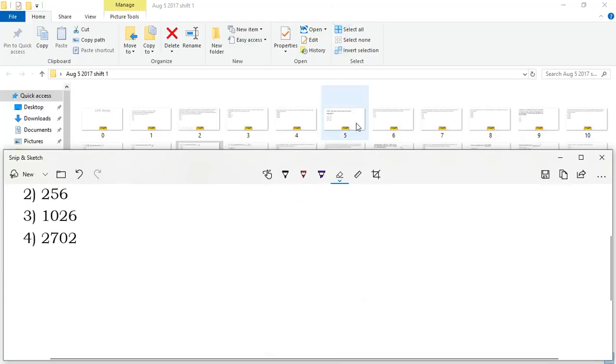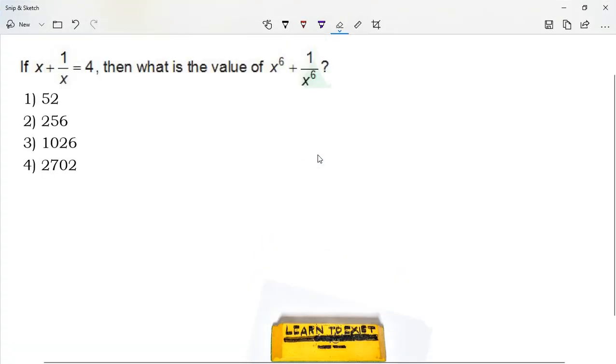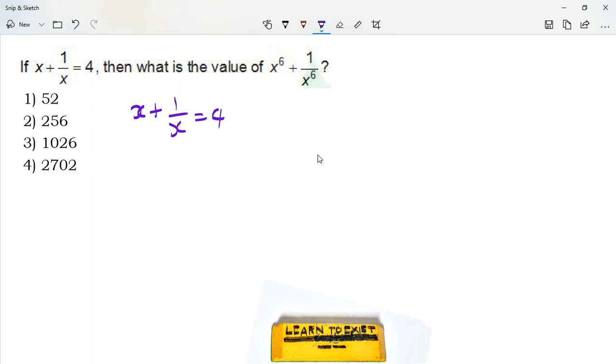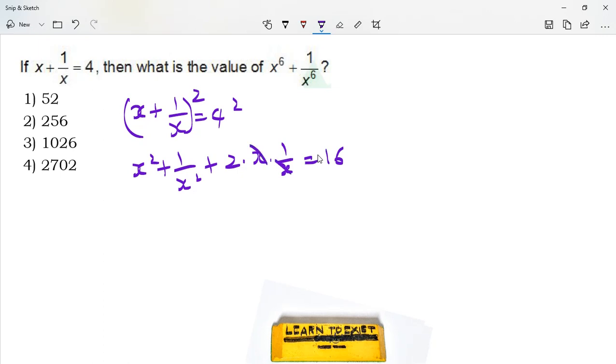And the conventional way would be x plus 1 by x is 4. Okay, x plus 1 by x is 4. So I can write, if I am squaring it, we can say a squared plus b squared plus 2ab, 2 into x into 1 by x will be equal to 16. And this would be x into 1 by x, 1. So 16 minus 2, x square plus 1 by x square will be 16 minus 2, so that will be 14.